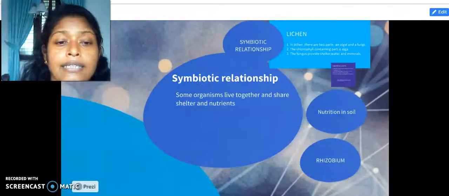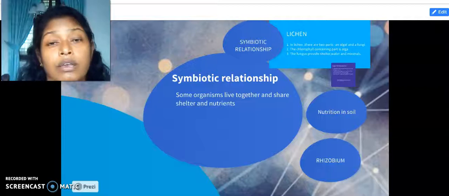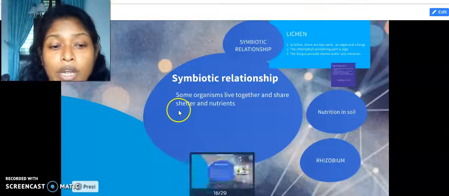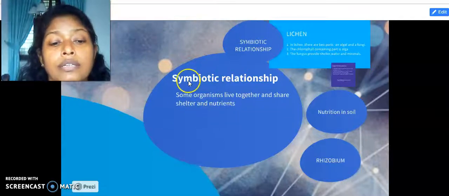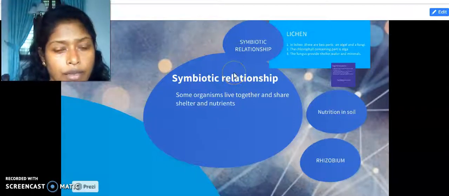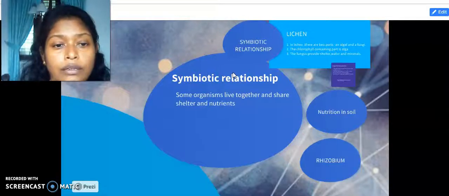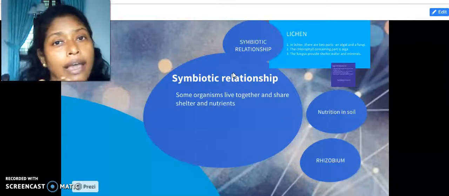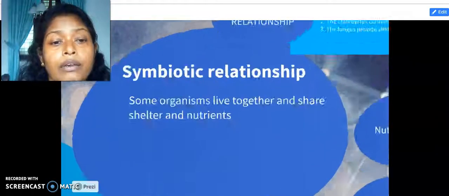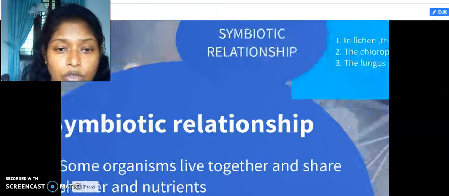Now let's see the symbiotic relationship. The relationship in which two organisms live together and share shelter and nutrients is called a symbiotic relationship. A relationship is something where there's give and take. So symbiotic means some organisms live together and share shelter as well as nutrients with each other. Okay, so this is a very important point, the symbiotic relationship.